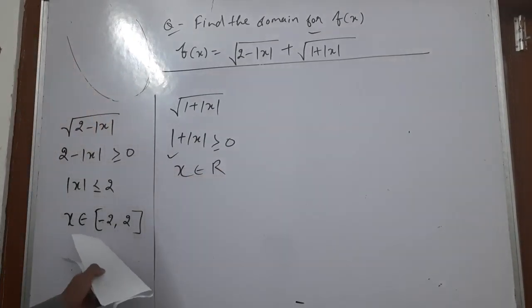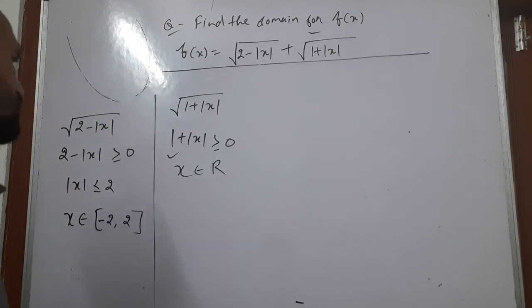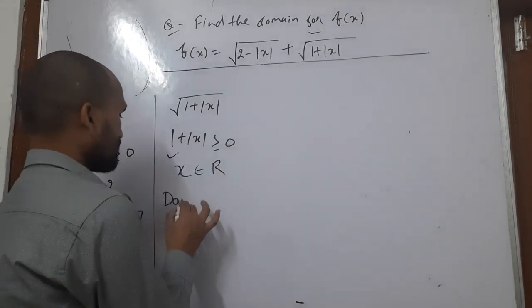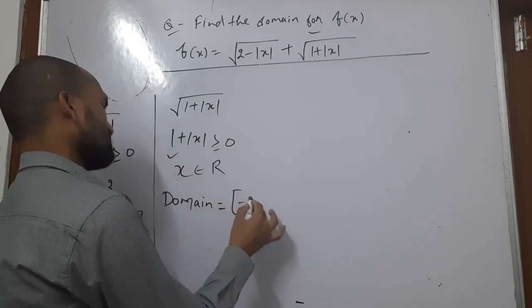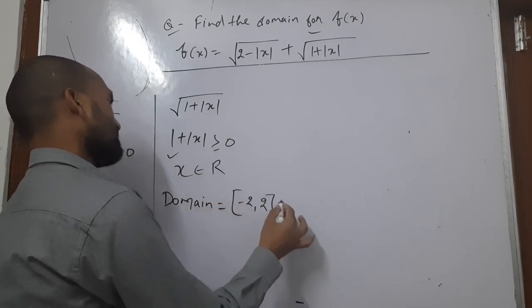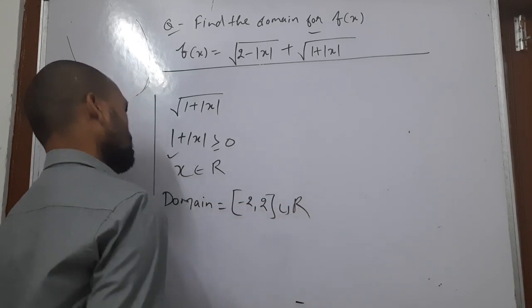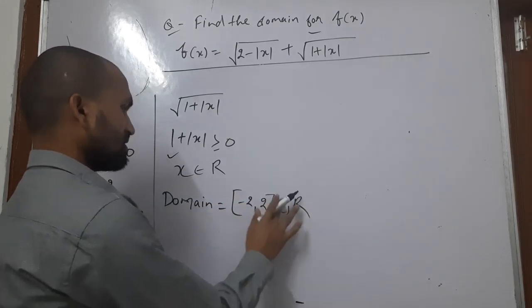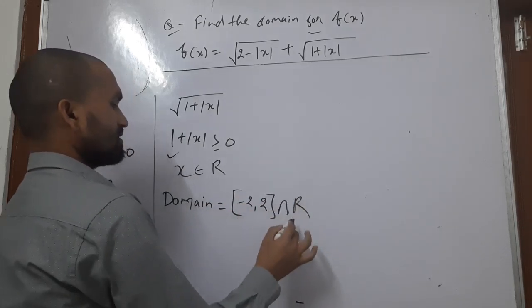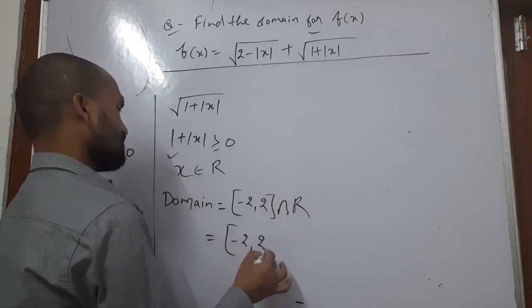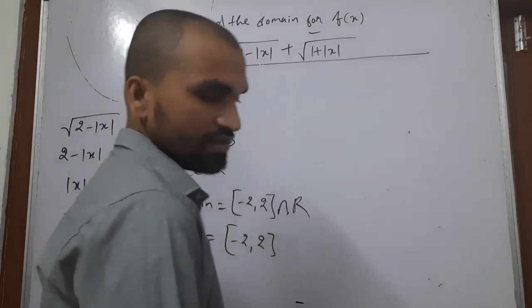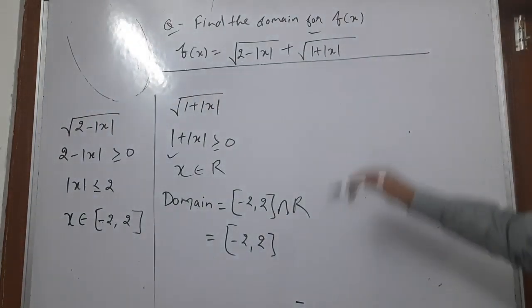So on taking the intersection, what is the domain? The domain is the closed interval minus 2 to plus 2 intersection the real numbers. What will be the result? That is the closed interval minus 2 to plus 2. Okay, this is the domain of our given function.